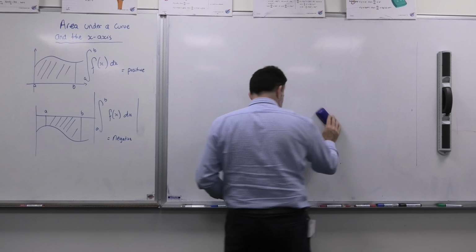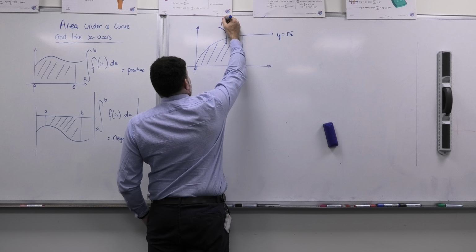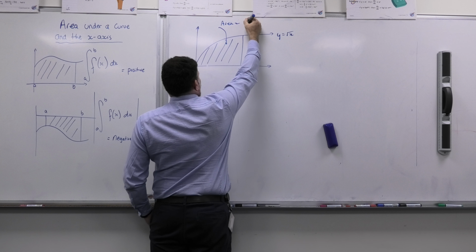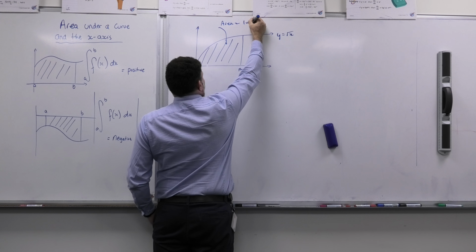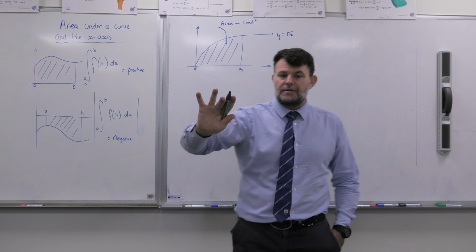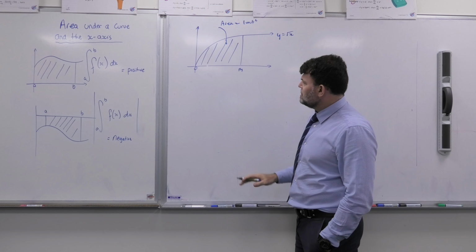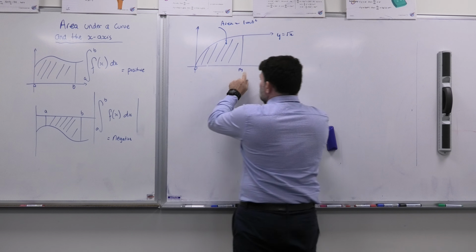So let's write this question up. So we've got a function, I'm going to say this is 0 and m, and y is equal to the square root of x, and I have an area which is equal to 1 unit squared. Alright. This here is reversing everything. In the last couple of examples, what we did is we knew what these bounds were. We only know one bound now.